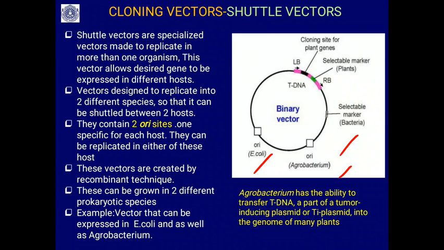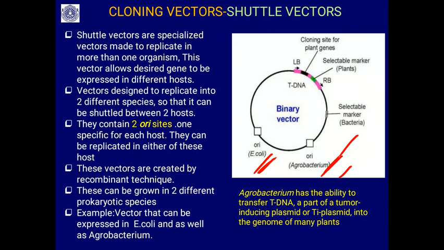We can insert a plant gene, or any gene of interest, and we can replicate this in Escherichia coli or else in another bacterium, Agrobacterium. That's why it has an ori site for both these bacteria. It is a vector designed to replicate in two different species so that it can be shuttled between two hosts. So they contain two ori sites, origin of replication sites, one for each host. You will find this is for E. coli and this is for Agrobacterium, so they can be replicated in either of these hosts.